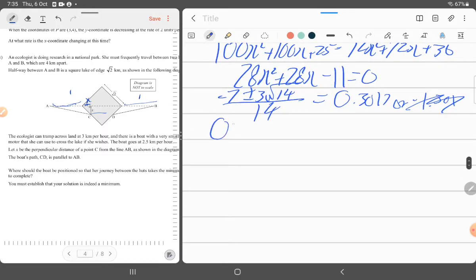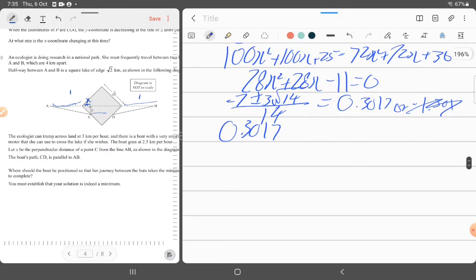So 0.3017. We should check where x is equal to 0.3017, that's where it should be placed.